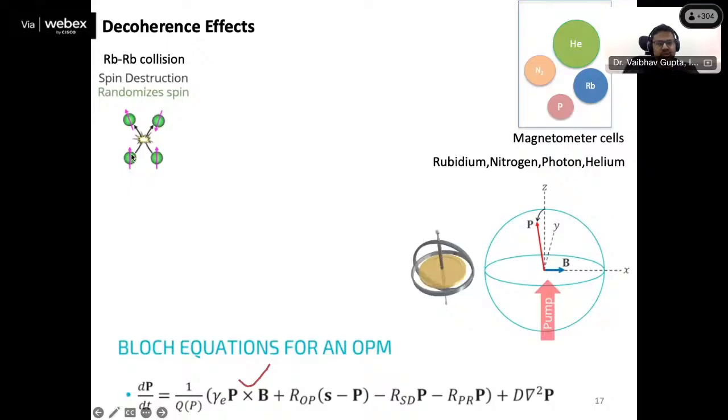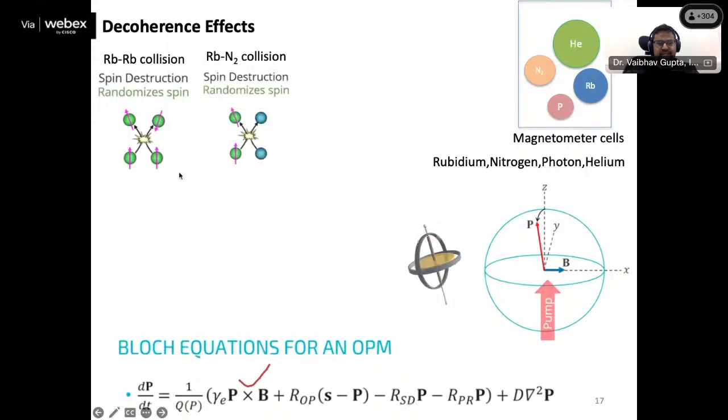Once they do, in the beginning, let's say the spin was aligned. After the collision, they will create decoherence, or they will try to misalign in another direction. So that is called spin destruction, which is denoted here with ST.